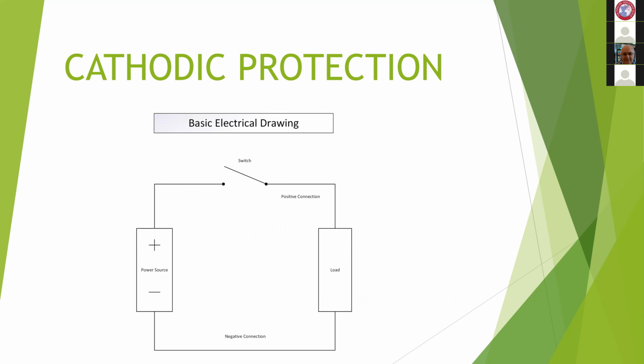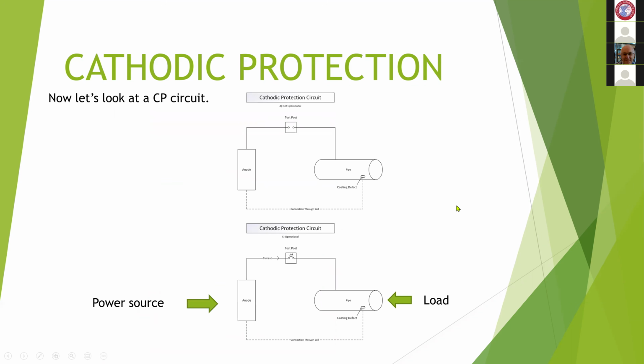So that's the basic electrical circuit. You have your power source and you have a load, and nothing happens until you switch it on. When you switch it on, there's a current path from the source through the load back to the negative connection. And you can replace the power source with the anode here and the load with the pipe. Normally the anode is buried in the soil to a test post above ground.